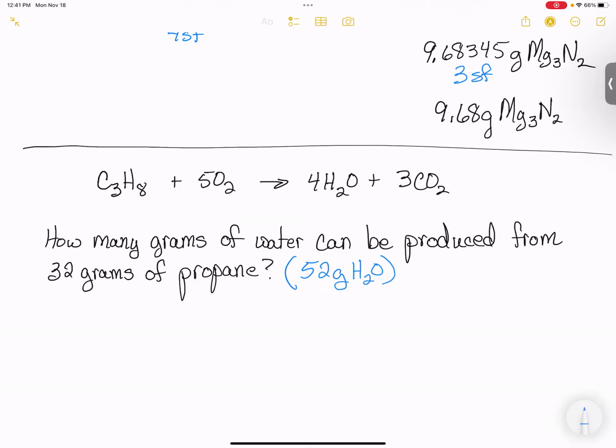Carbon is 12.01. Hydrogen's 1.008. And oxygen is 16. For needing the numbers.